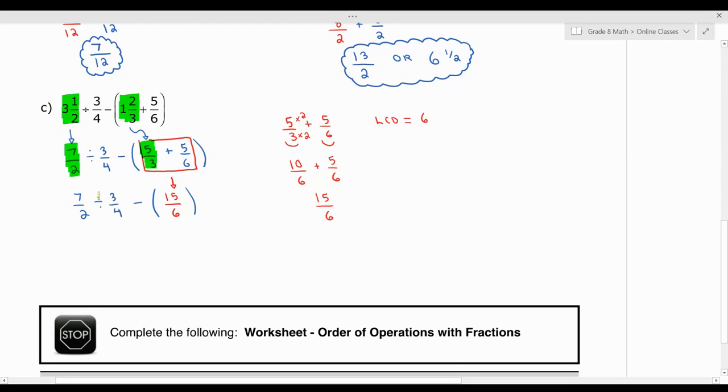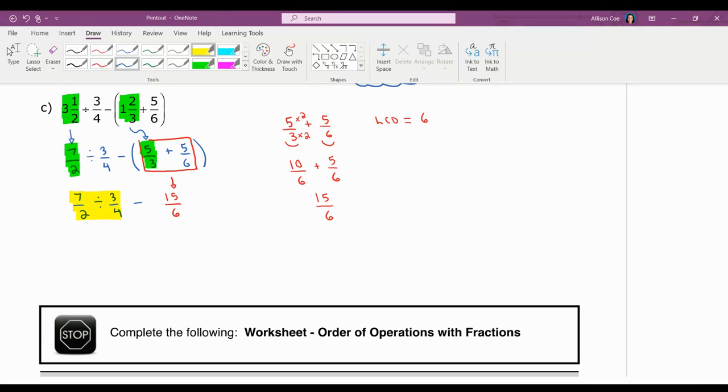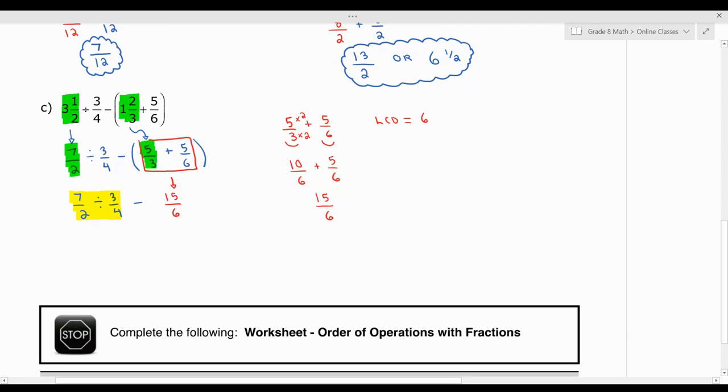Next, so I'm down to a division and a subtraction. And these brackets now, because we've actually done the operation, I actually don't need them, so I'll get rid of them. If you left them, that's totally fine. Okay, so now I'm going to go 7/2 divided by 3/4. And again, I like to show the work on the side. So 7/2 divided by 3/4 is like you having 7/2, change it to multiplication, flip. So that's like 7/2 times 4/3.